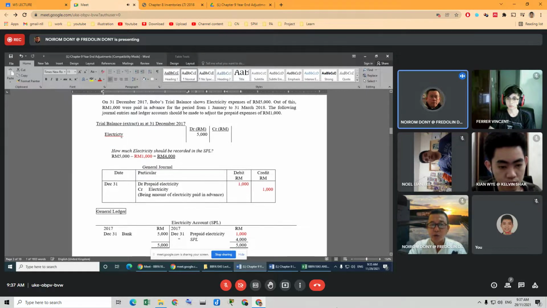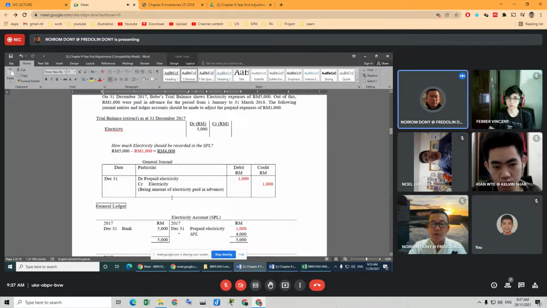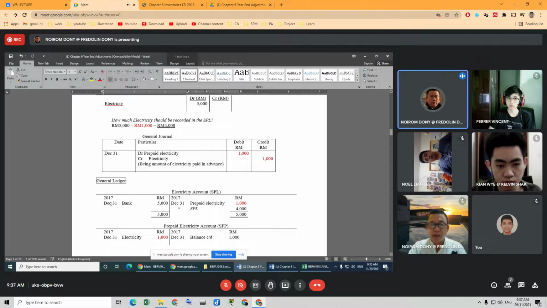But as this is recorded in the trial balance already, we have an existing electricity account. On the debit side of the electricity account, we have 5,000. This is the existing entry that we have, 5,000. The particular is bank, meaning credit bank, debit electricity. So done. Now we refer to the prime entry. We follow: credit electricity, this is the electricity account, so 1,000.